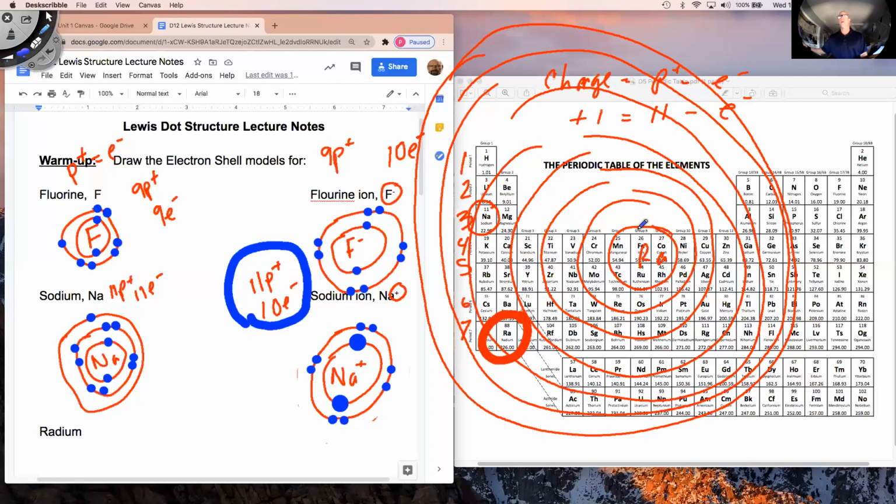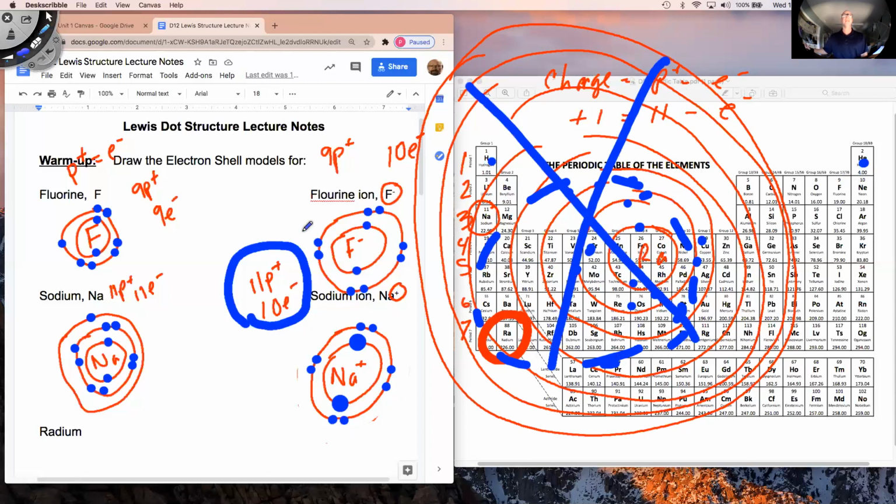So 1, 2, and then 2 on the second, and then I have 8 here: 1, 2, 3, 4, 5, 6, 7, 8. And I have 8 on the next one. 1, 2, 3. Kids, this is just going to be a mess. So the activity today keeps us from having to do some crazy giant electron dot structure, and I'm going to take you into that right now.